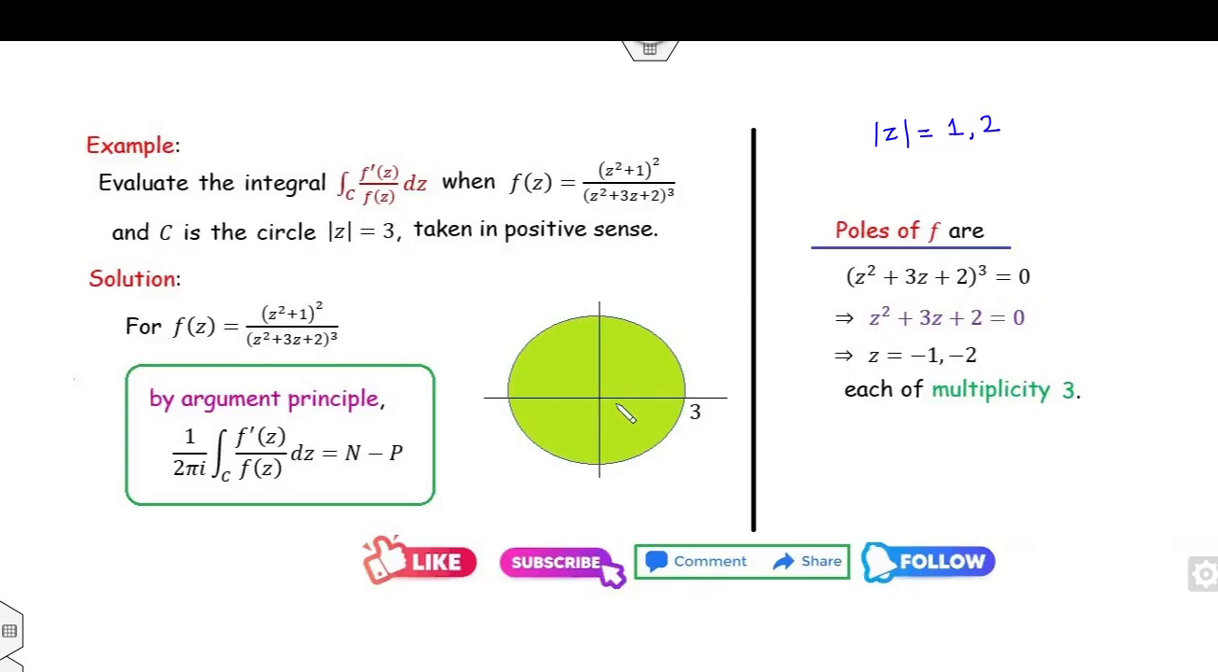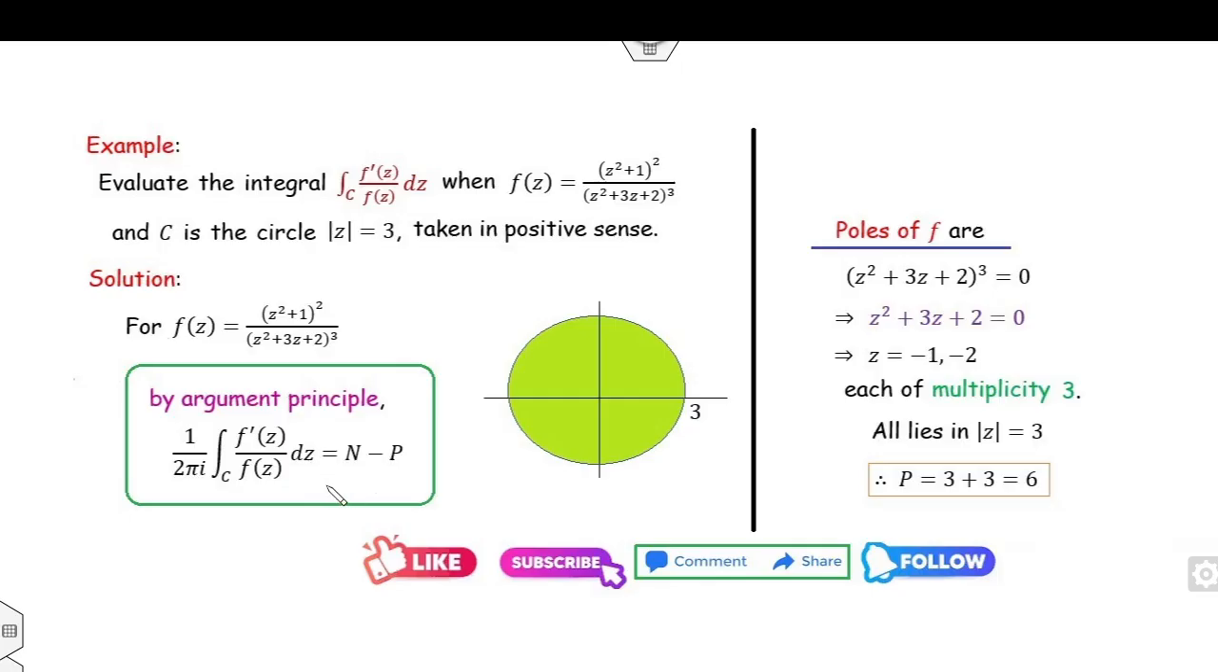Both 1 and 2 lie inside the circle. So can you find the number of poles? Each has multiplicity 3. That means 3 plus 3, so P is 6 is the right answer.